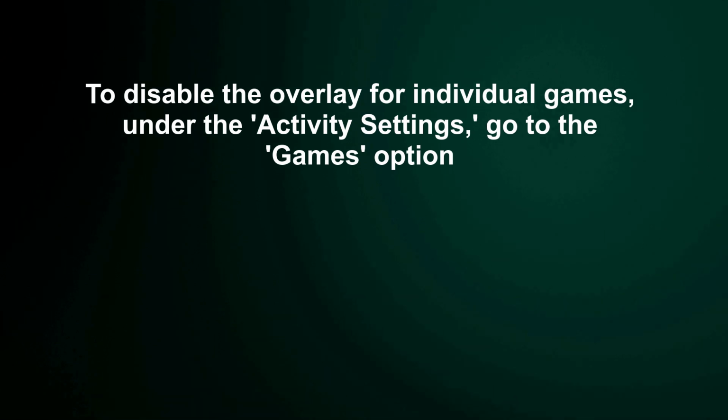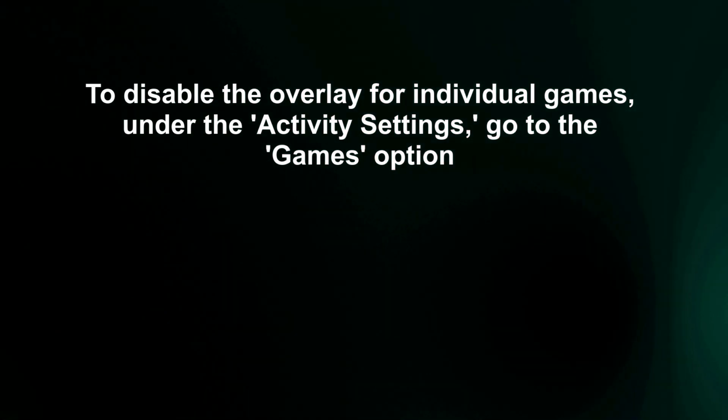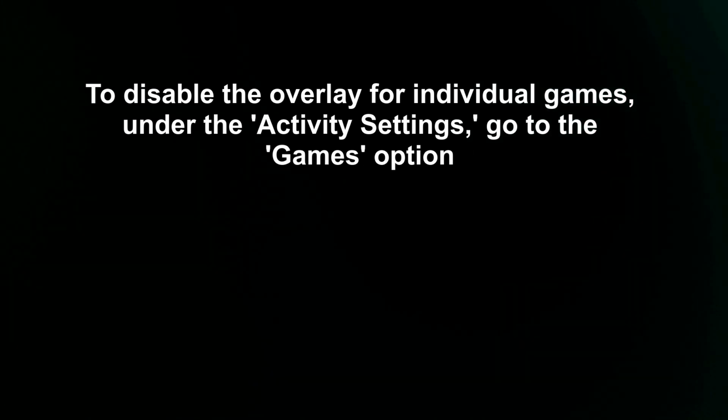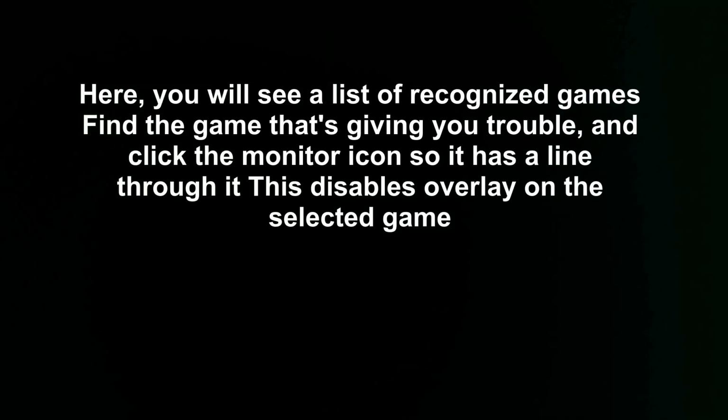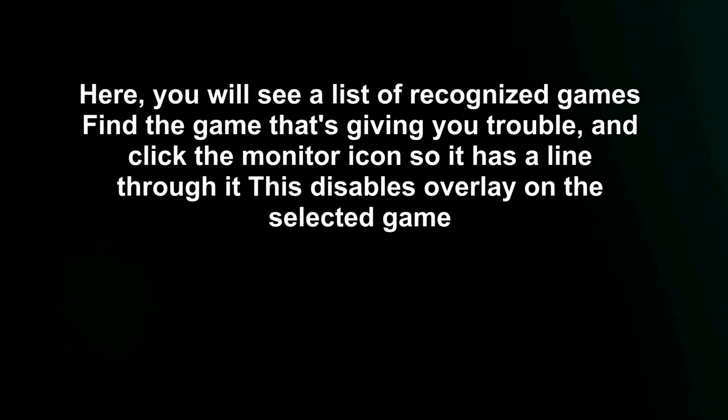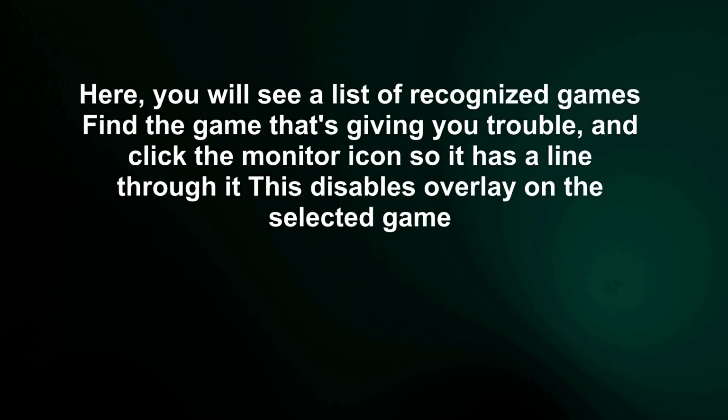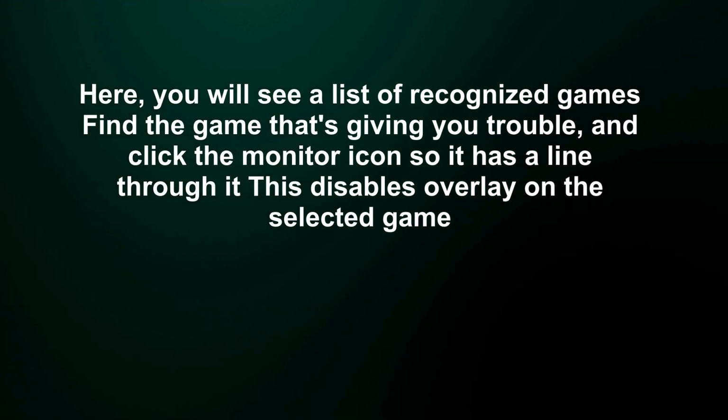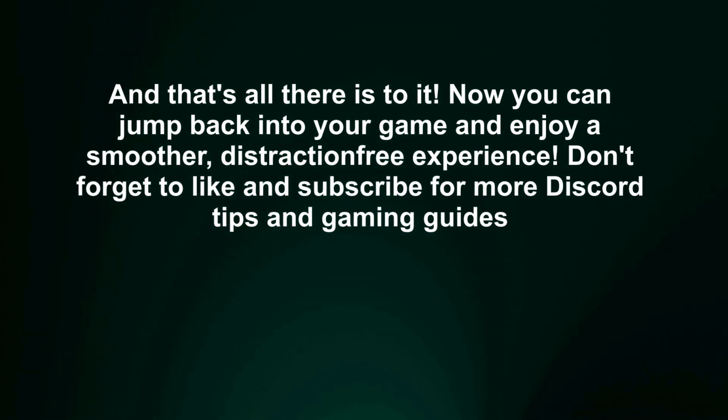To disable the overlay for individual games, under the activity settings, go to the games option. Here, you will see a list of recognized games. Find the game that's giving you trouble, and click the monitor icon so it has a line through it. This disables overlay on the selected game. And that's all there is to it.